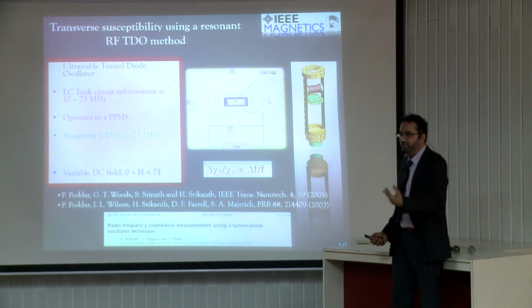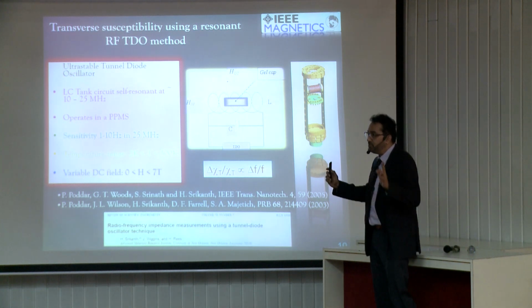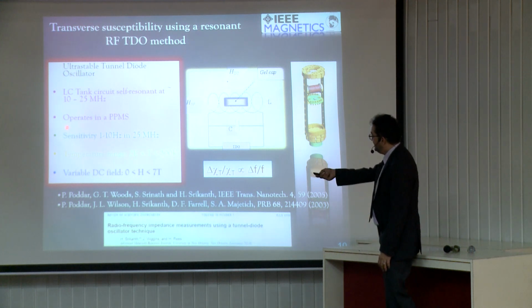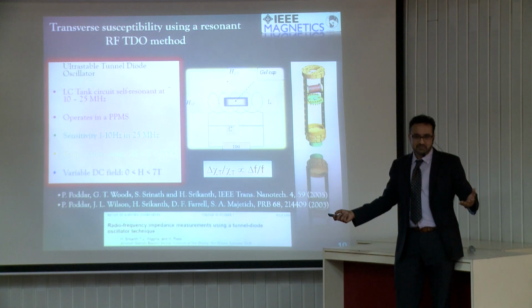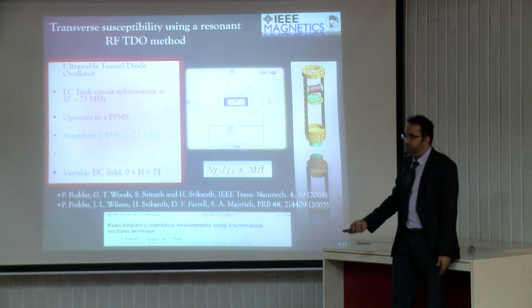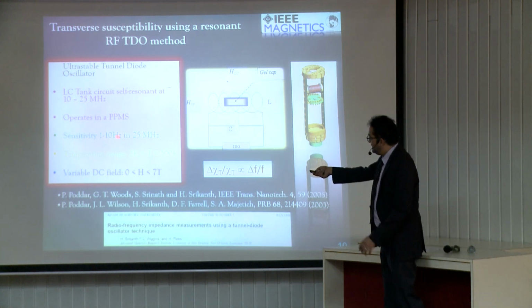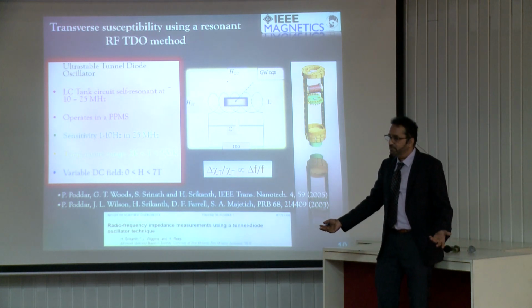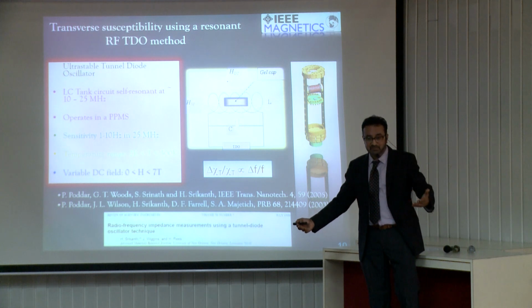And that's how we get information about anisotropy and switching in ferromagnetic materials. The sensitivity of this technique is that using a cheap frequency counter, you don't need any fancy equipment here. Just a cheap frequency counter, you can detect changes of the order of a few hertz in an overall resonance of 25 megahertz. So you do the math, it's parts per million resolution.